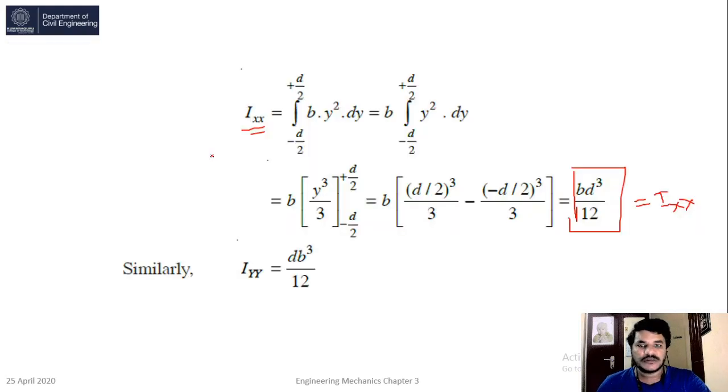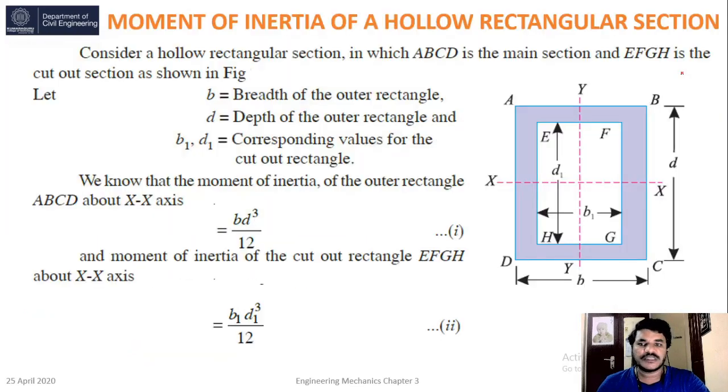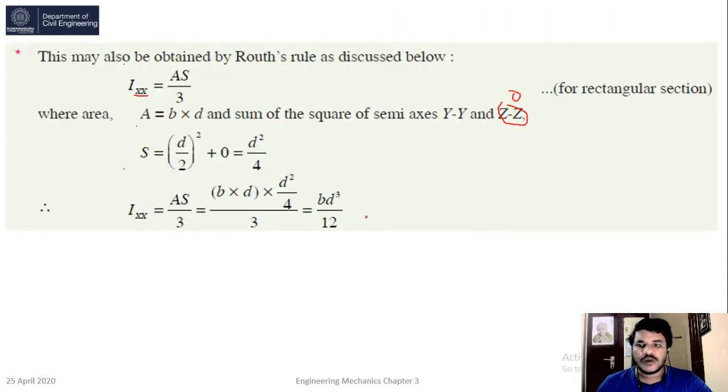In the y direction, see this rectangular, there is no z axis. There is no diameter. We are not considering the thickness. Right. So only s equal to d by 2 the whole square plus 0, which is equal to d square by 4. So substitute these two values, that is area into s, in this formula you will get the same bd cube divided by 12. Okay. Similarly Iyy also.